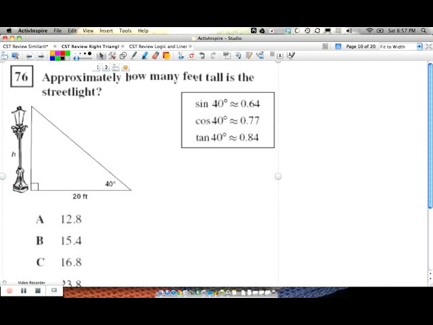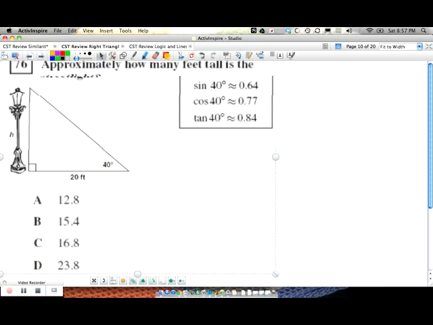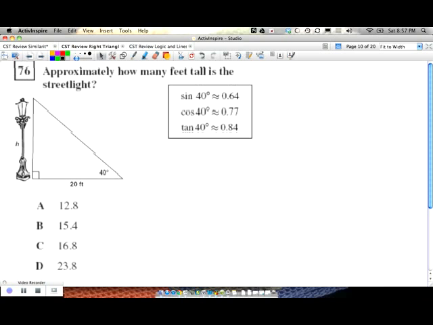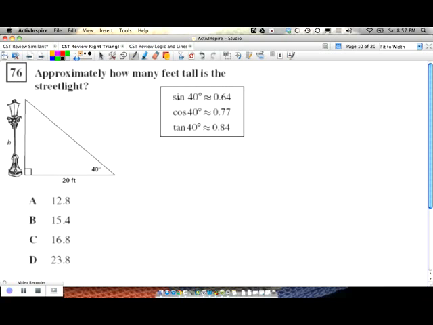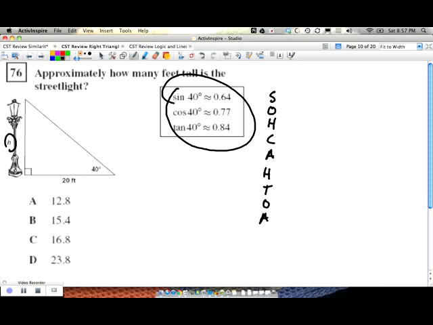Ooh, this is a little bit off the page. Let's go ahead and pull it back. Alright, so they got all 3 relationships given to us here. We're probably only going to use one. So we got to figure out which one is the right one. Well, before I go any further, I know that I'm looking at SOHCAHTOA. So I'm going to go ahead and write out my acronyms so I know these relationships when they come up.